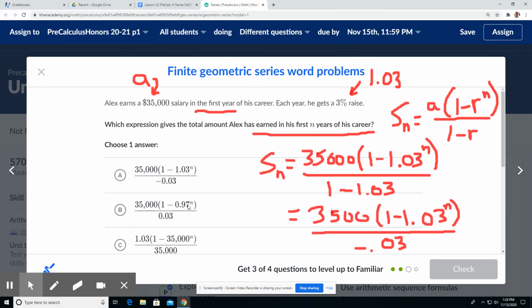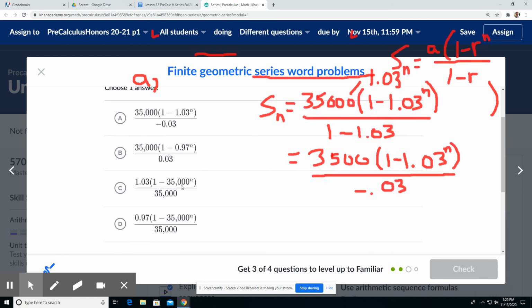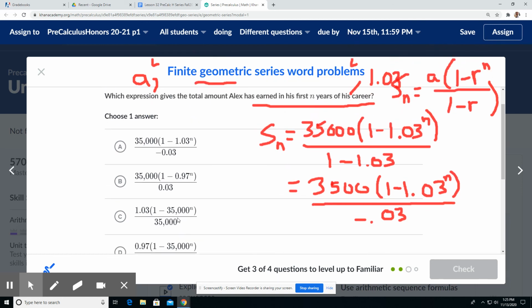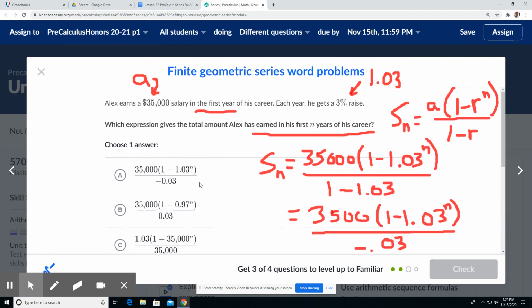So this one would be if he lost money each year. So if he was demoted and lost money each year. So maybe he's earning by commission and he sells less each year. That would be this one if he loses 3%, but it's a 3% raise. So he's adding it on top of your 100%, not subtracting it. So not that one. And then they're just mixing up what R is. So A is your initial amount. All right. So hopefully that helps.